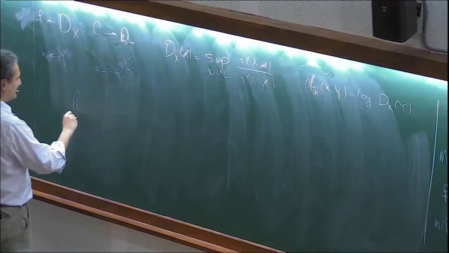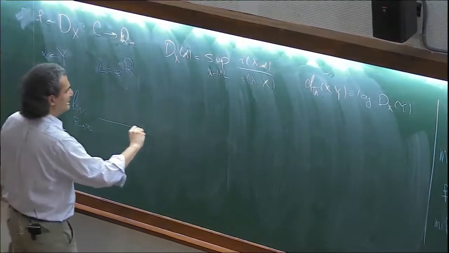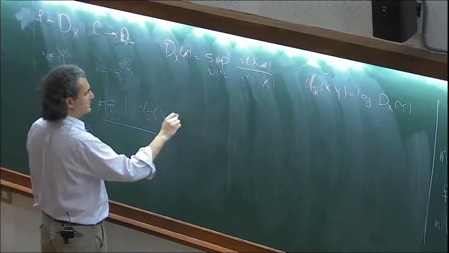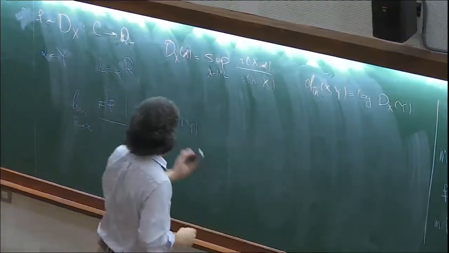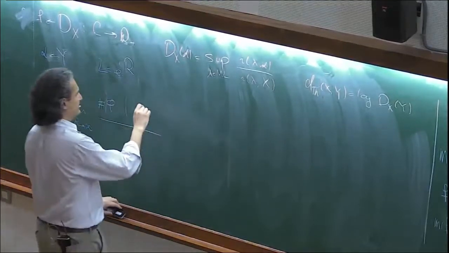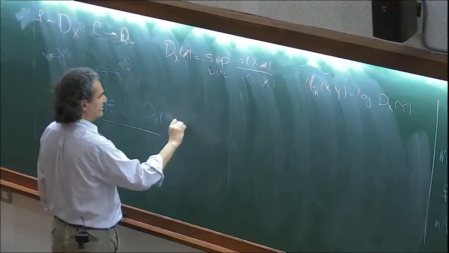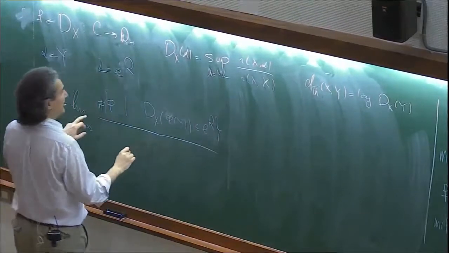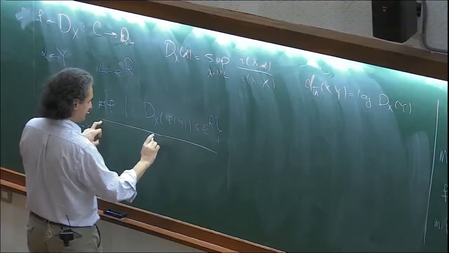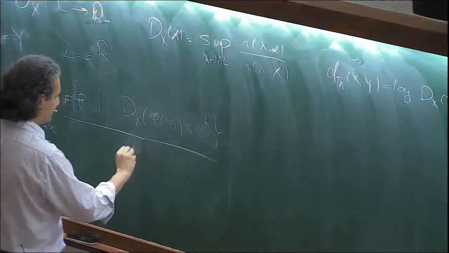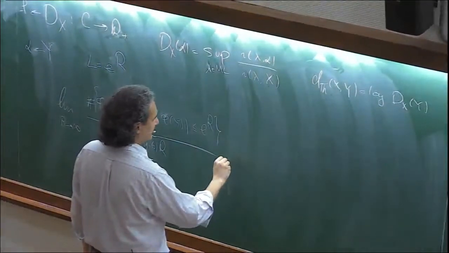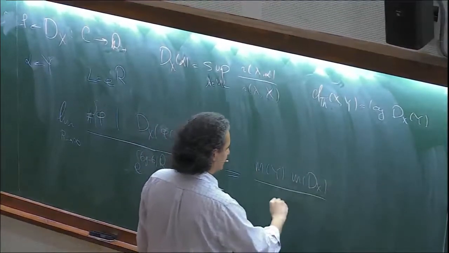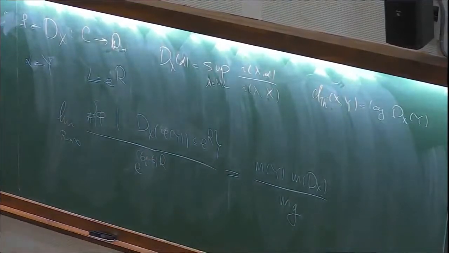So it says the limit as R goes to infinity of the number of mapping classes such that the Thurston distance between X and phi of Y, so, I should say dx of phi of y is less than or equal to L, which is e to the r, divided by L to the power of 6g minus 6, which is e to the power of (6g minus 6) r. This exists, and in fact, the limit is equal to m of y times m of dx divided by mg. So we know exactly what the constant is.